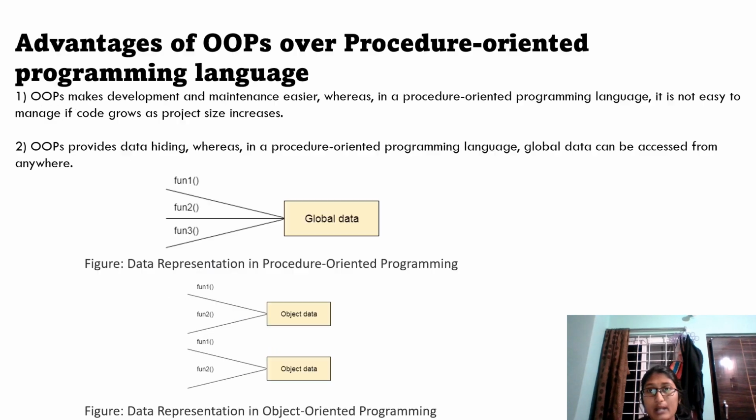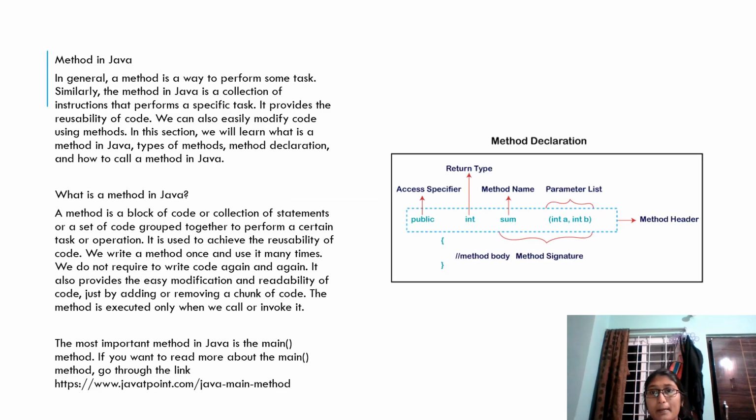Object-oriented programming system: advantages of OOPS over procedure-oriented programming. OOPS makes development and maintenance easier, whereas a procedure-oriented programming language is not easy to manage if the code grows and the project size increases. OOPS provides data hiding, whereas in procedural programming, global data can be accessed from anywhere. Function 1, function 2, function 3, global data: data representation in procedural programming, versus object data in object-oriented programming.